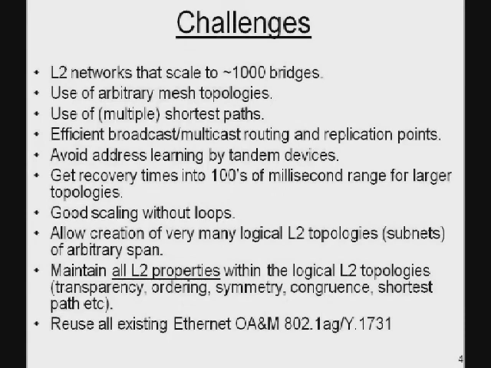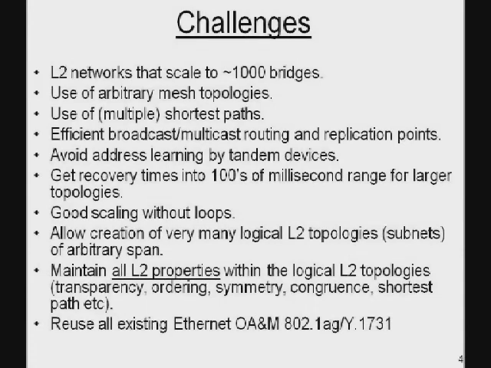We want good scale without loops, and we want to be able to create not only this physical topology, but lots of logical layer 2 topologies within that. While we're creating those logical layer 2 topologies, we want to maintain all of those wonderful properties of the physical layer 2 within that logical layer 2. In particular, the ordering, the symmetry of the routing, the congruency of the unicast and multicast, all while using the shortest paths. And this is very important. The last point: we want to maintain all of the OAM, 802.1ag, Y.1731, all of those protocols that have been developed over the last, I don't know how many years.